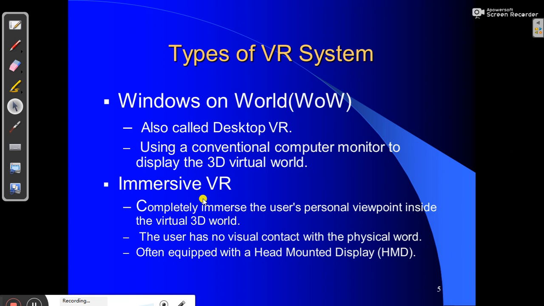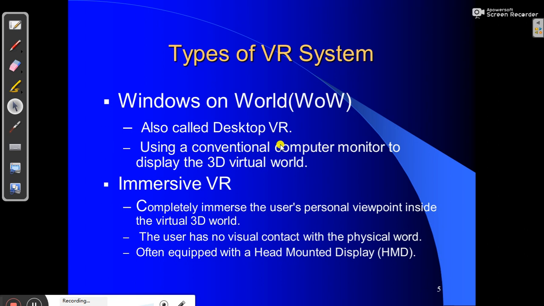Now we can go through the types of VR systems, like Windows on World, or desktop VR, using a conventional computer monitor to display the 3D virtual world. Nowadays, you go to movie theaters to see 3D movies. Those can be called desktop VR, a VR system which is a 3D virtual world. It's a graphics system which displays in a 3D layer so that you can immerse in that and get entertainment. Not only entertainment, in various areas that type of application can be found.